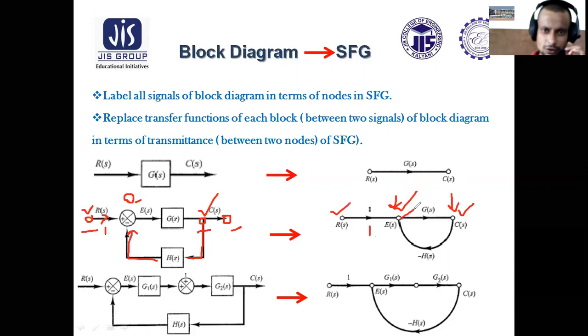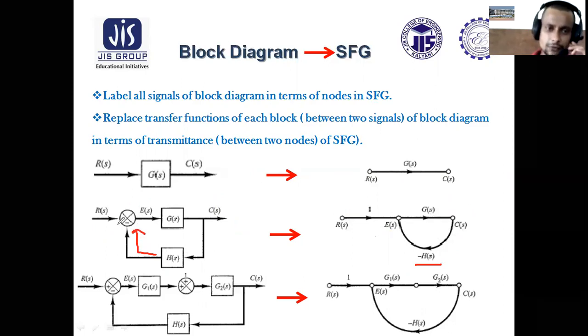So this is a summing point node, and this is a summing point node. One signal is feeding back to the summing point with a gain of HS. Now see here, HS is associated with a minus sign. Why? Because this HS is entering the minus terminal of the summer. So if a signal enters the minus terminal of a summer, it will be associated with minus HS. If this terminal was associated with plus, then it would simply be HS.